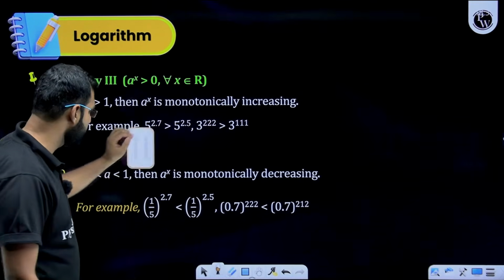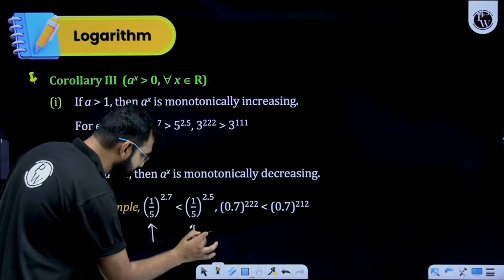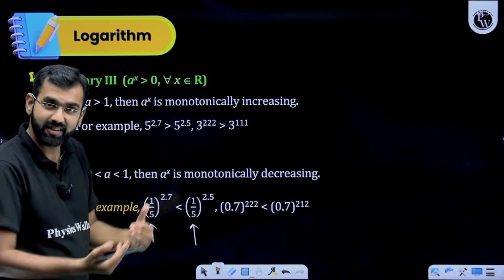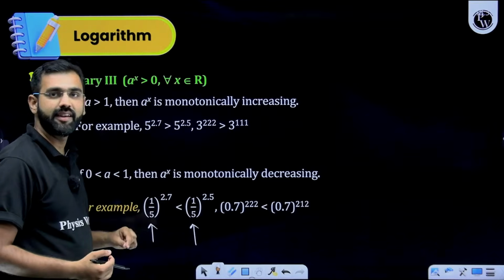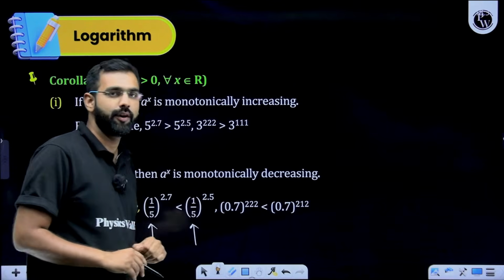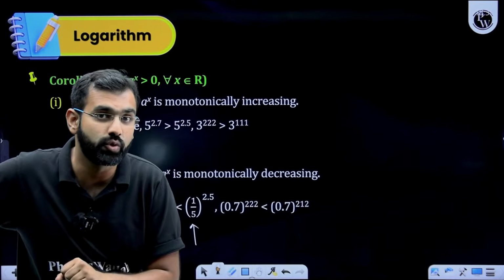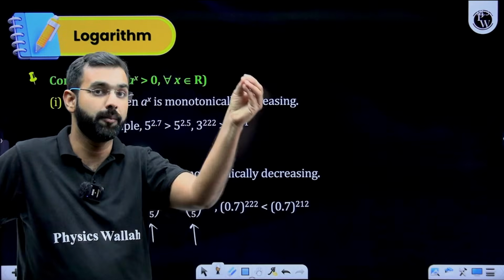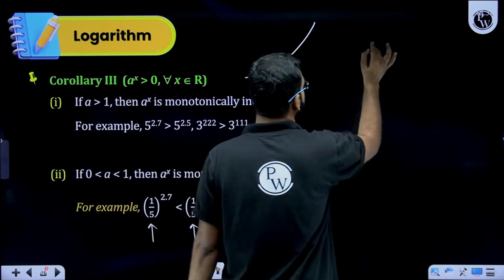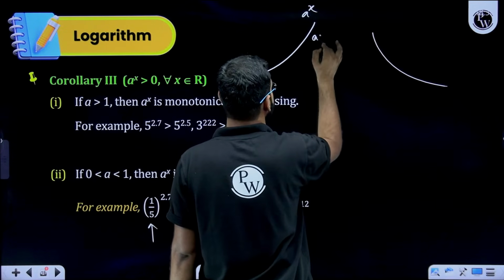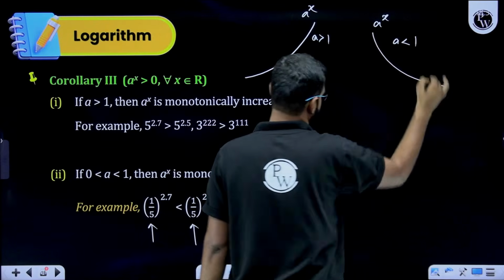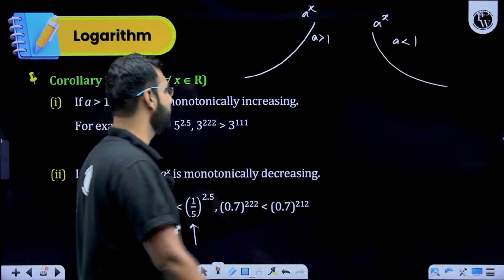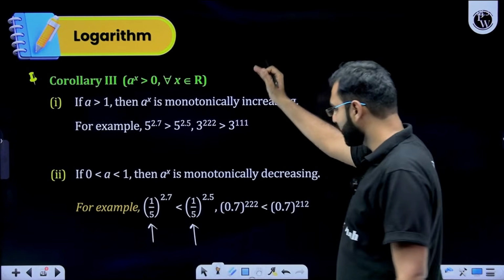But I hope you do remember, if the base is less than 1, 1 by 5 is less than 1. So now the greater power gives me the lesser value. So 1 by 5 to the power 2.7 will be smaller than 1 by 5 to the power 2.5. How or where do we see its proof? I hope you go and watch the part of this video where we discussed the graph of a to the power x, when a is greater than 1, and when a is less than 1. And this clearly lays the foundation for logarithm, because log is the inverse of y equals a to the power x. Do you remember that? So that's exactly what I've tried explaining to you all.